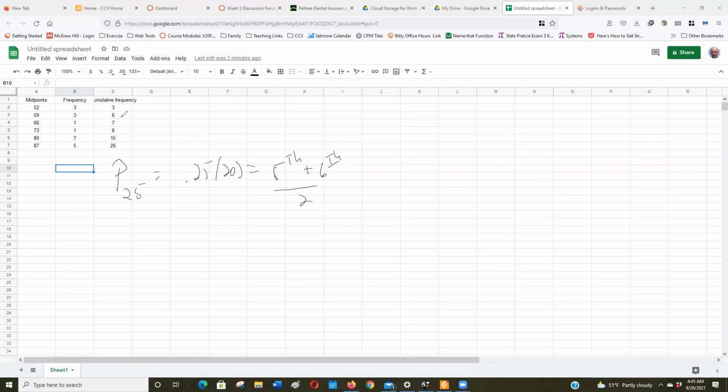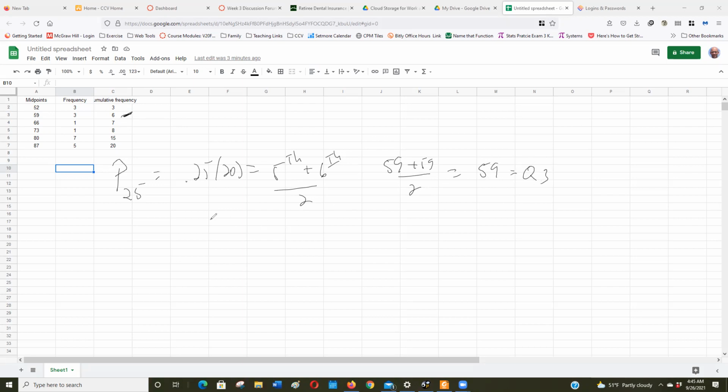So let's see. I see that there's 6 numbers after we get added in the first 2 bins. So the 5th and 6th number, and there's only 3 in the first bin. So that tells me both the 5th number and the 6th number we're estimating to be 59. So the average of 59 and 59, of course, is 59. So that's Q1.